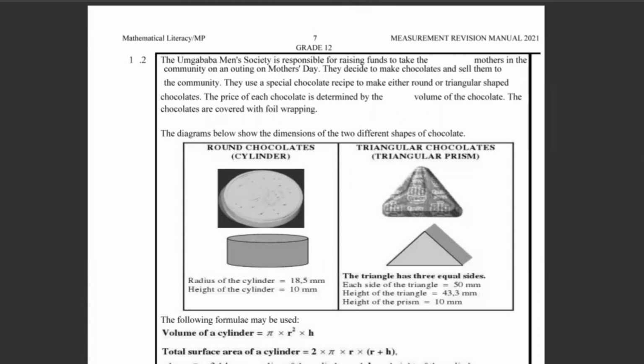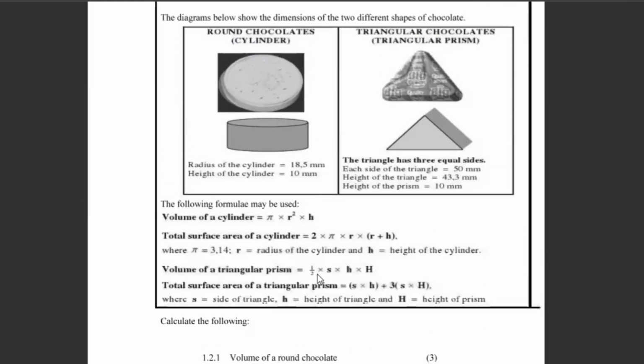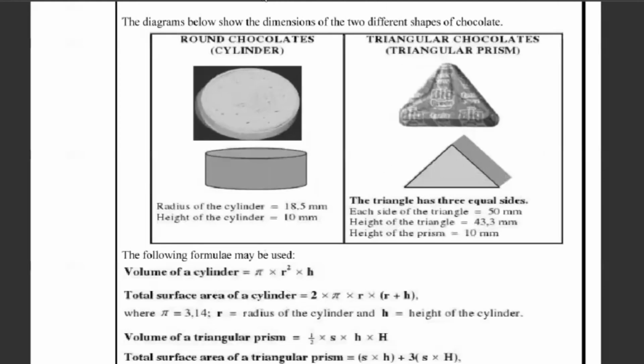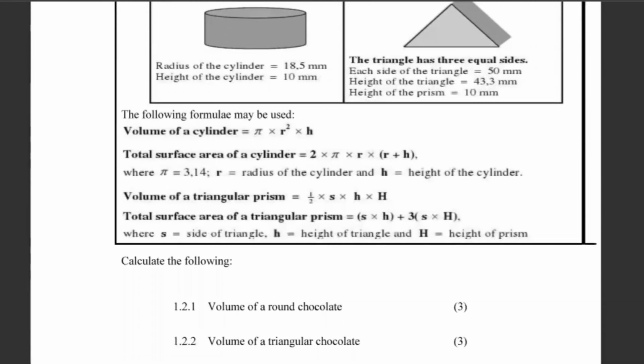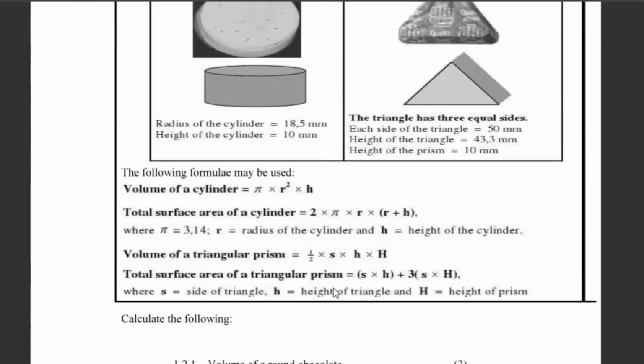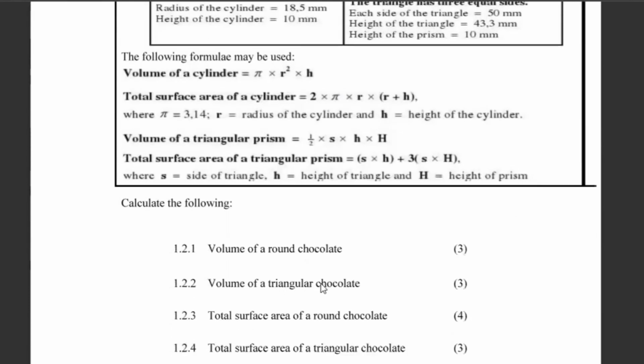Let's look at these questions here. They're asking us to give the volume of a round chocolate. The round one, it will be the cylindrical one. Triangular, it's this other one here. All right, volume of a cylinder.